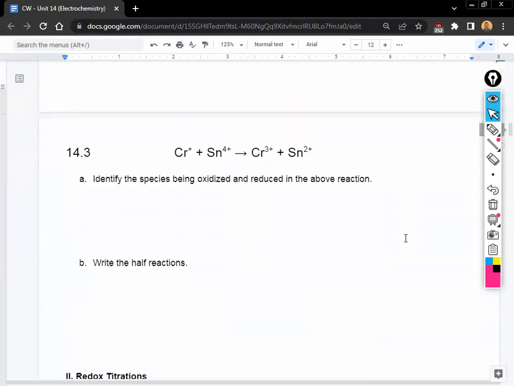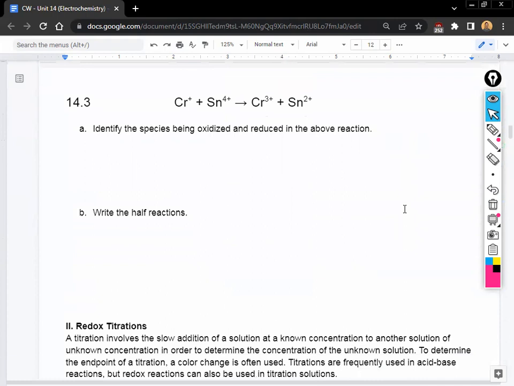Let's move on. Okay, so for 14.3, what I want you guys to do is same thing as before, identify the species being oxidized and reduced. And then this time, once you're done with that, I want you to write the half reactions as well. So take about, I'll give you guys like 2 minutes to do that.